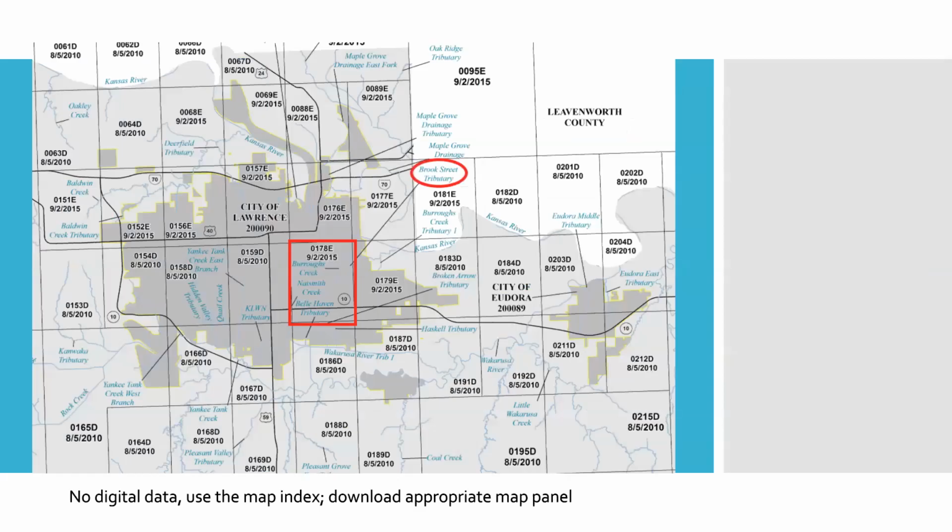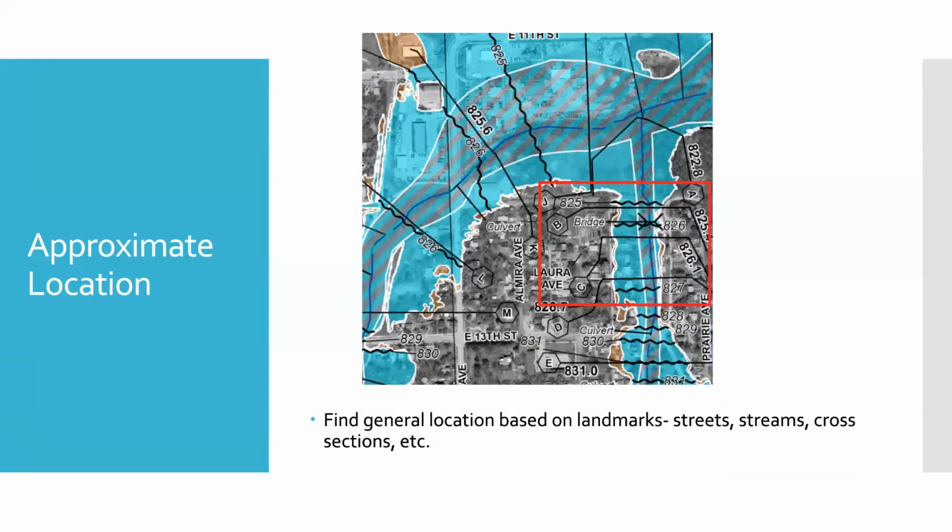So if I don't have digital data, how do I find my map panel? Well, I've opened the first FIRM panel, which is the index under Effective Products. And I know my site is in Eastern Lawrence, so I have a general idea of where the location is. And then they have some landmarks here to help you identify exactly where your site is. So I know that I'm on the Brook Street tributary, so I have that mapped here. I can see the confluence where it meets up with the other tributary and the Kansas River here. So I know that 0178E is the panel that I'm looking for. So I can just scroll down through the FIRM panels, find that panel, open it and download it, and make a format, which I'll show you in just a second.